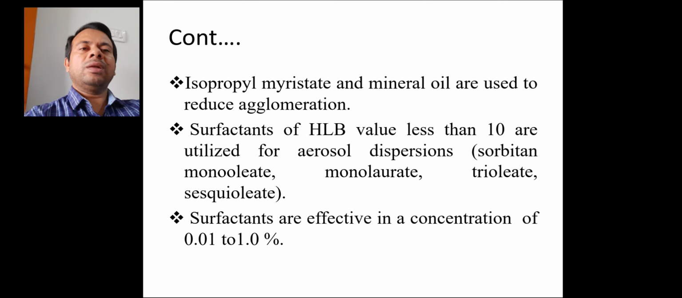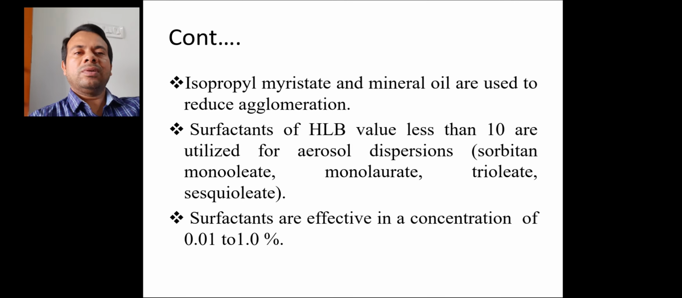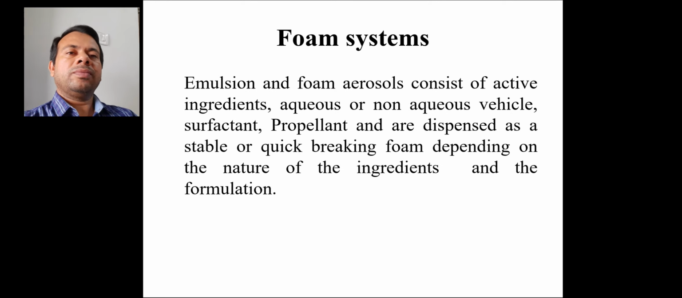Surfactants of HLB value less than 10 are utilized for aerosol dispersion. For example, sorbitan monooleate, sorbitan monolaurate, sorbitan trioleate, and sesquioleate. Surfactants are effective in a concentration of 0.01 to 1%.